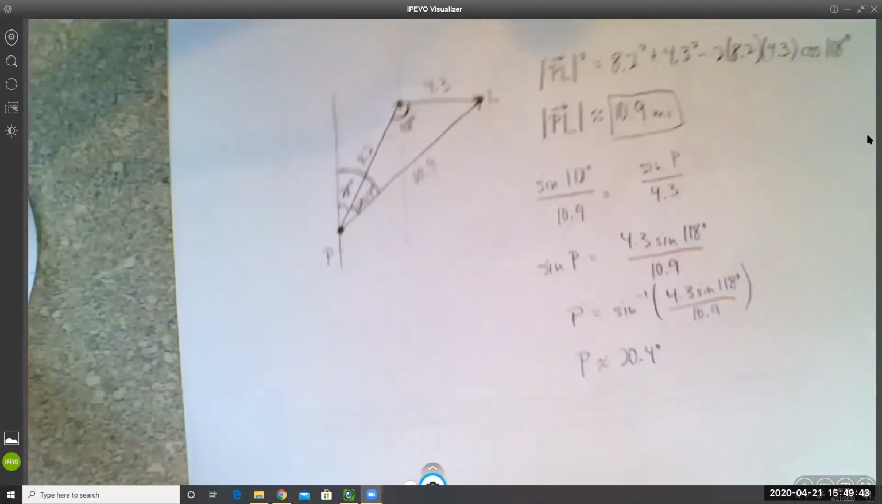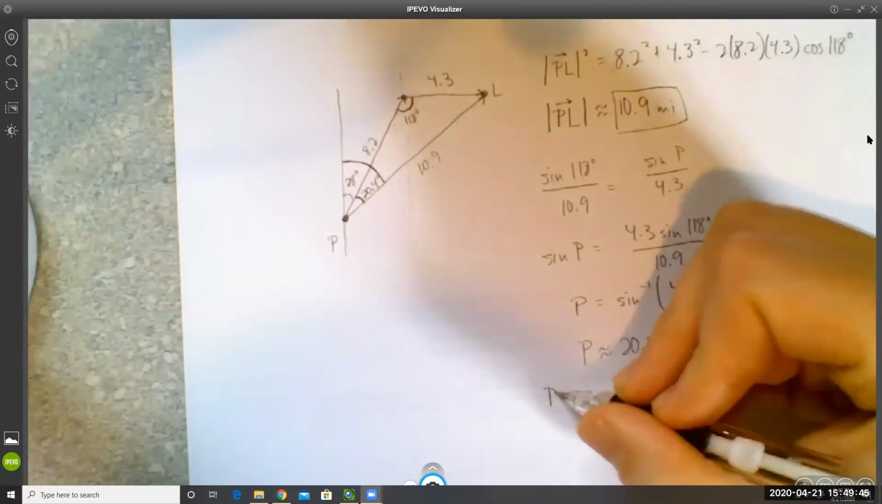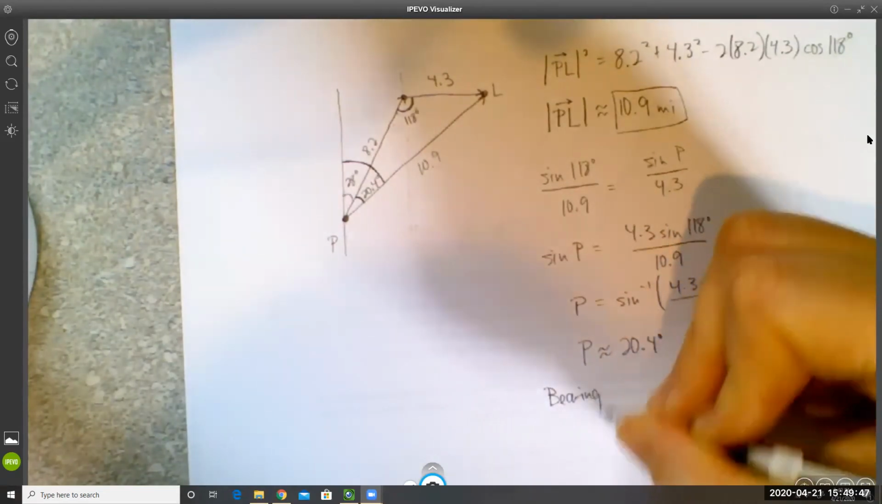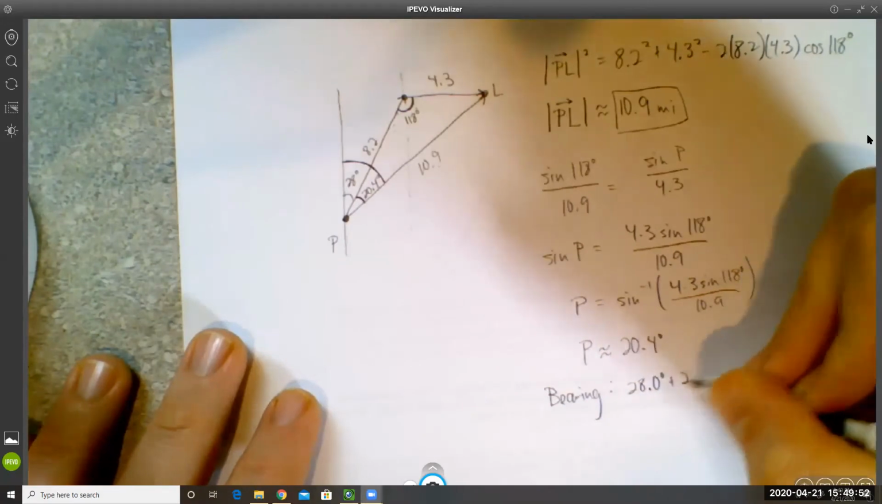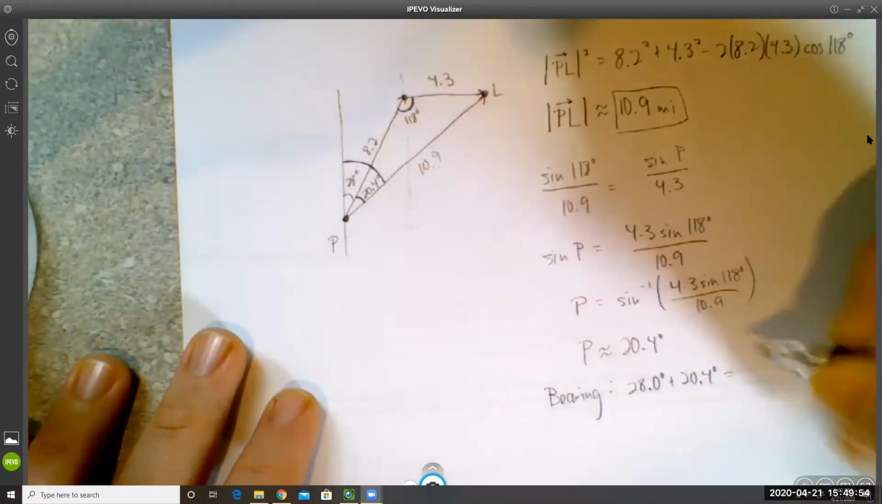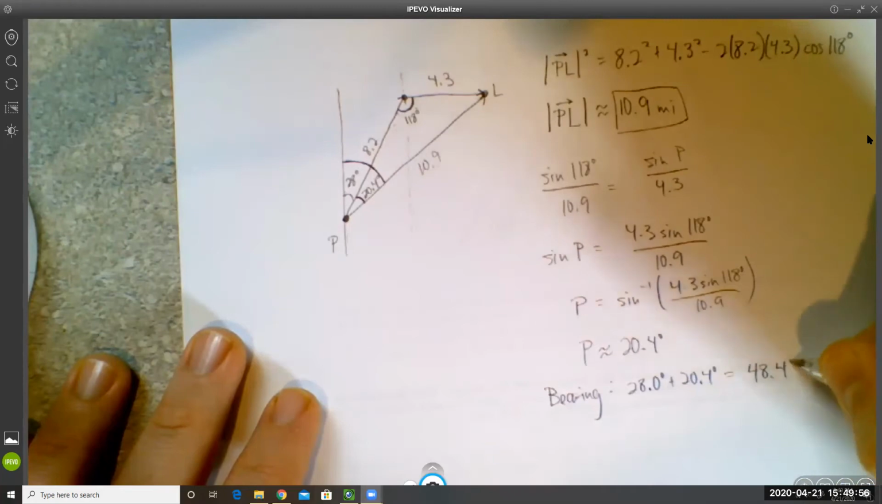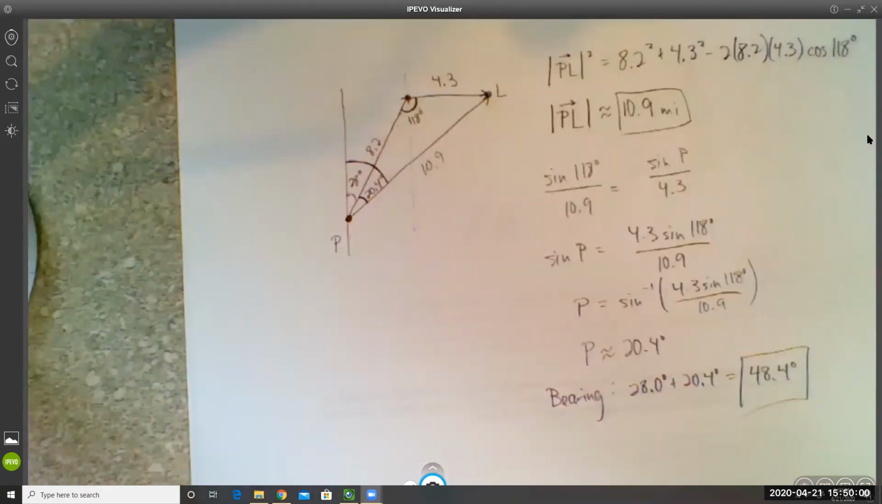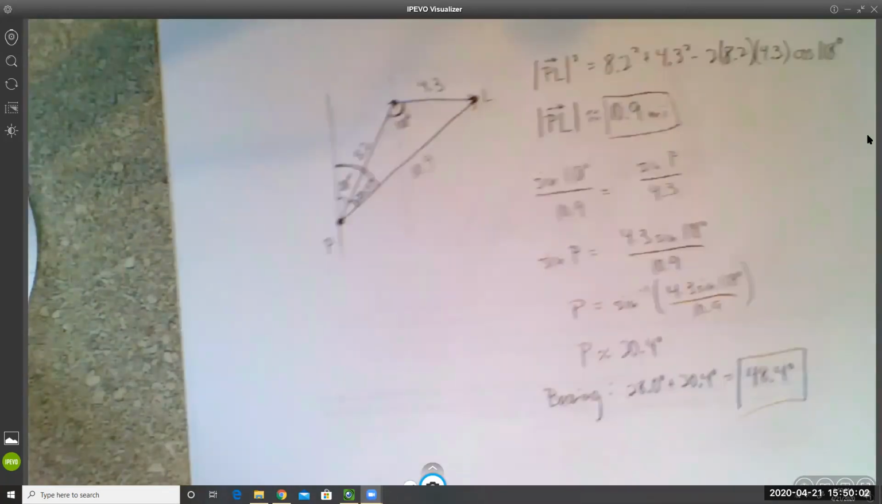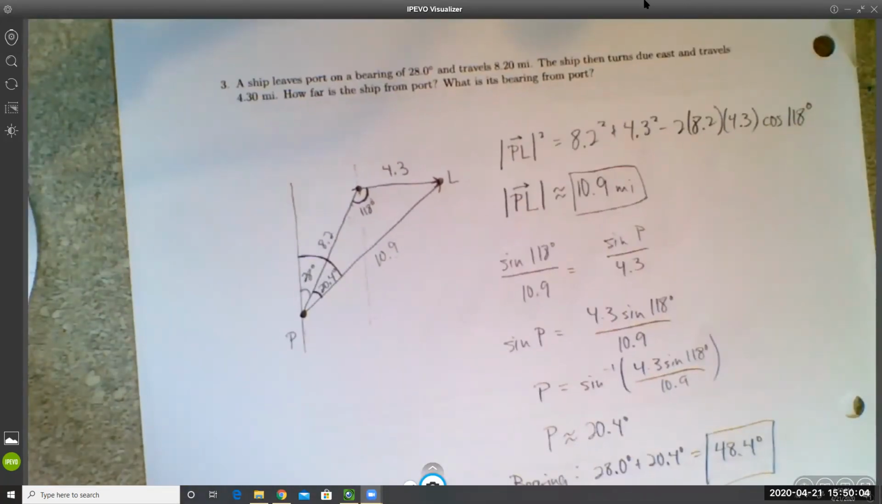So then the bearing of the ship would be 28.0 plus 20.4 degrees, 48.4 degrees from the north. And that'll do it for this section.